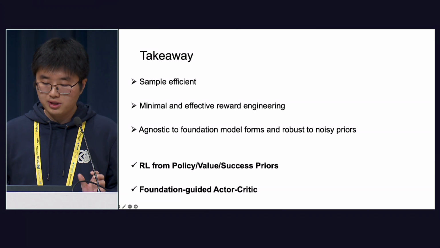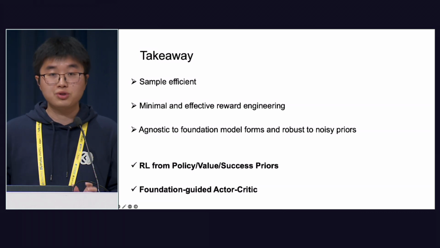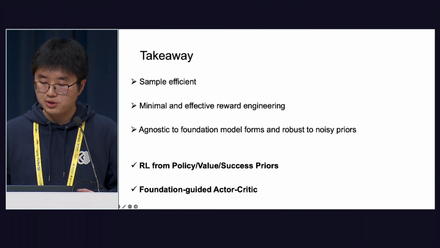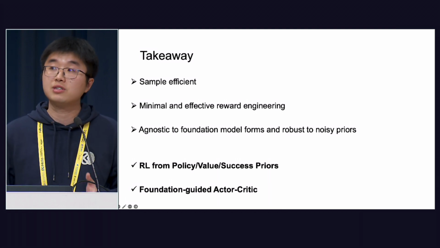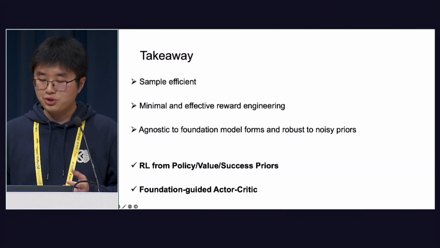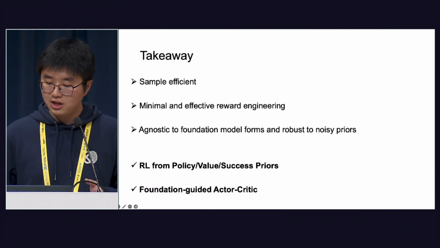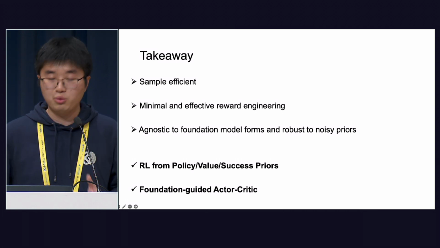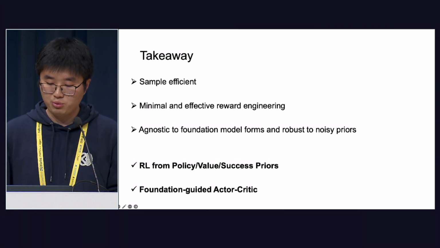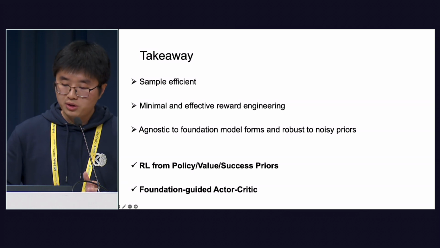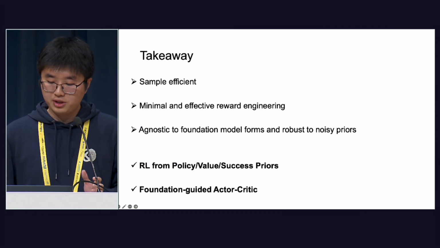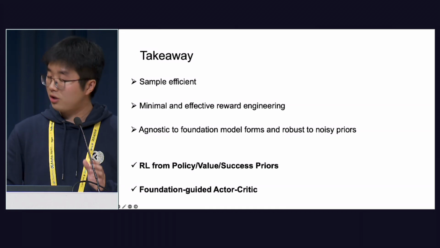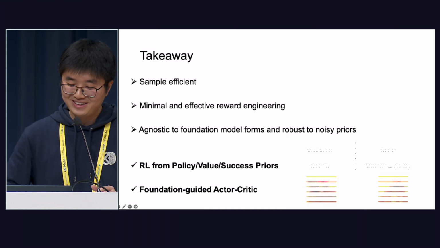And I hope people here can take away two conclusions from our work. When you do reinforcement learning for real robots, you can try to utilize the policy, value, and success priors, and you can also try the foundation guided actor critic, using the policy prior to guide the agent and building the reward function based on shaping rewards and the sparse success rewards. And we believe real-world RL is important, and I hope our framework can enable future robots to efficiently explore and autonomously learn in the physical world.